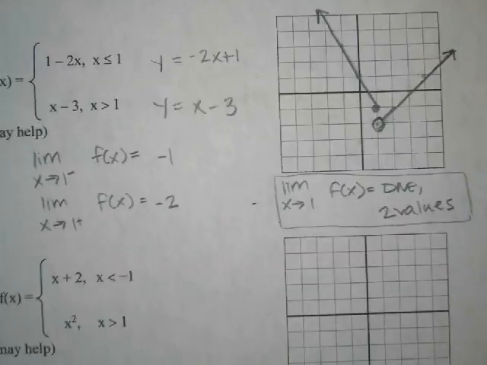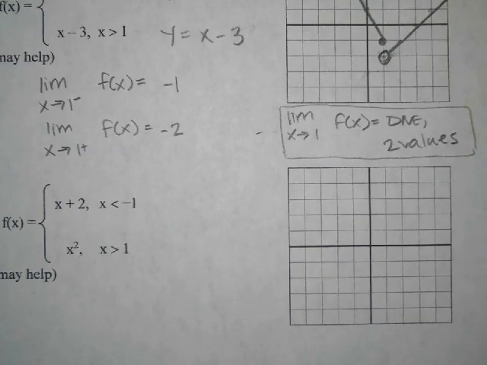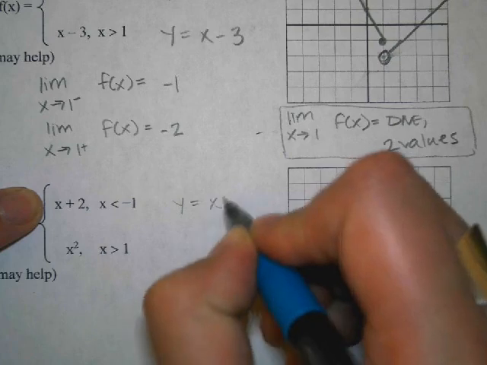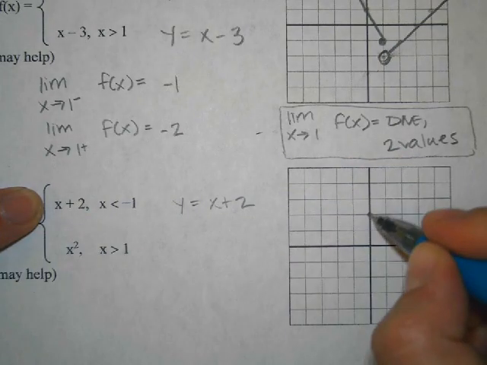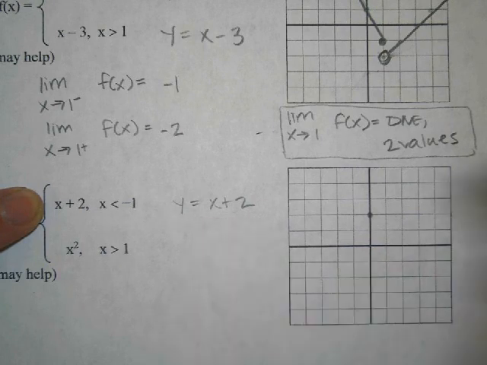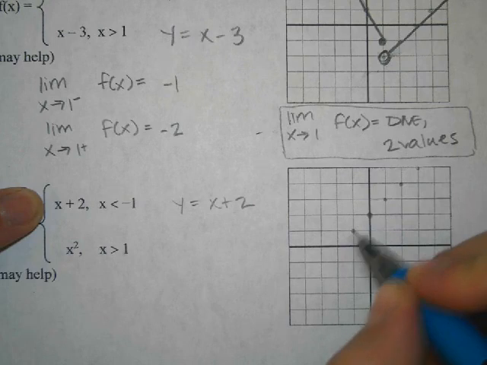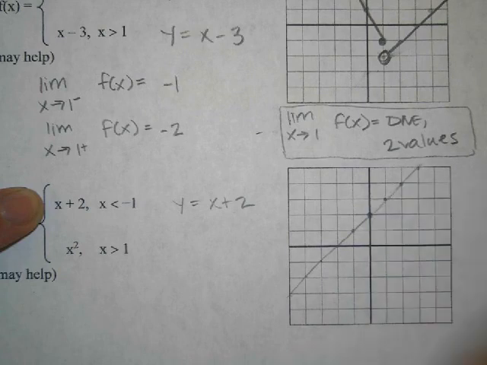Okay, so I'm not going to help you answer this one, but I will help you draw it a little bit. You can go ahead and stop the video if you know how to draw it from here. So for the first one, we have y equals x plus 2. So that's a straight line. It has a y-intercept of 2, and it has a slope of 1. And it says that we're only using the part that is less than negative 1.